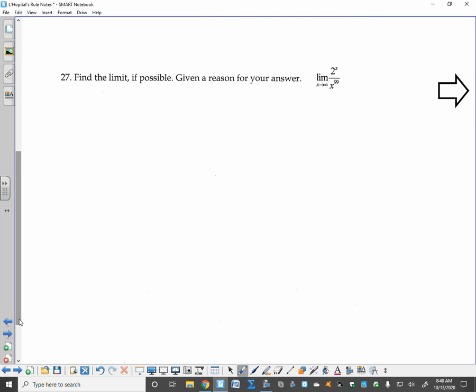Okay, 27, last one. Find the limit if possible. Give a reason for your answer. Okay, well, I'm headed to infinity. The top's going to infinity, and infinity to the 99th power is also infinity. So, full out FRQ. So I'm going to tell you what, you pause it. Do all the formality of L'Hopital, and then hit play and see if you get it.